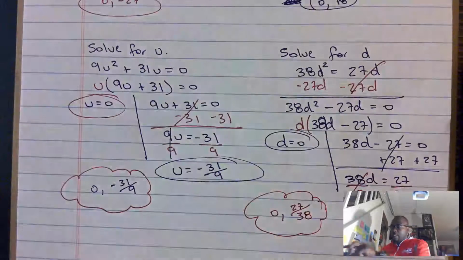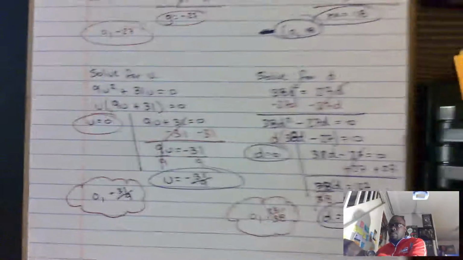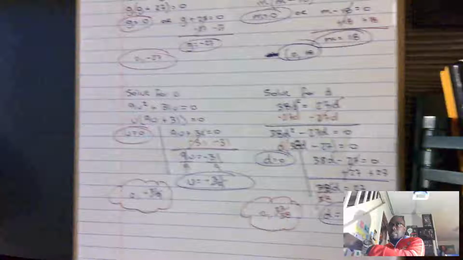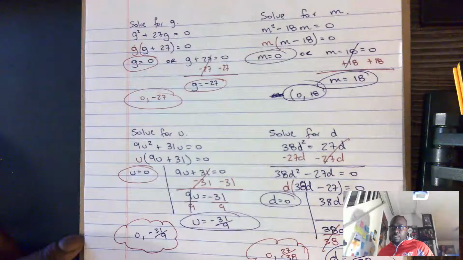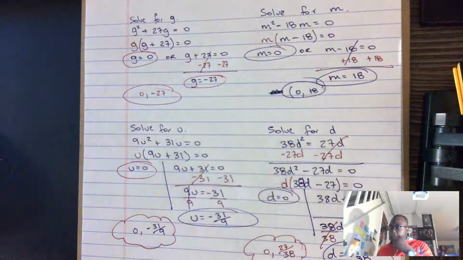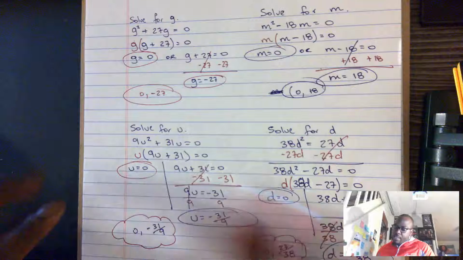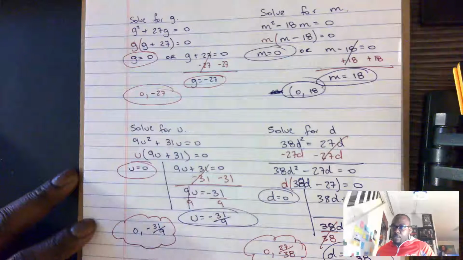Let me zoom out here so you guys can see. This is another set of problems that we have. I factored first. What I did was factor out the highest common factor, and then I used the zero product rule here.